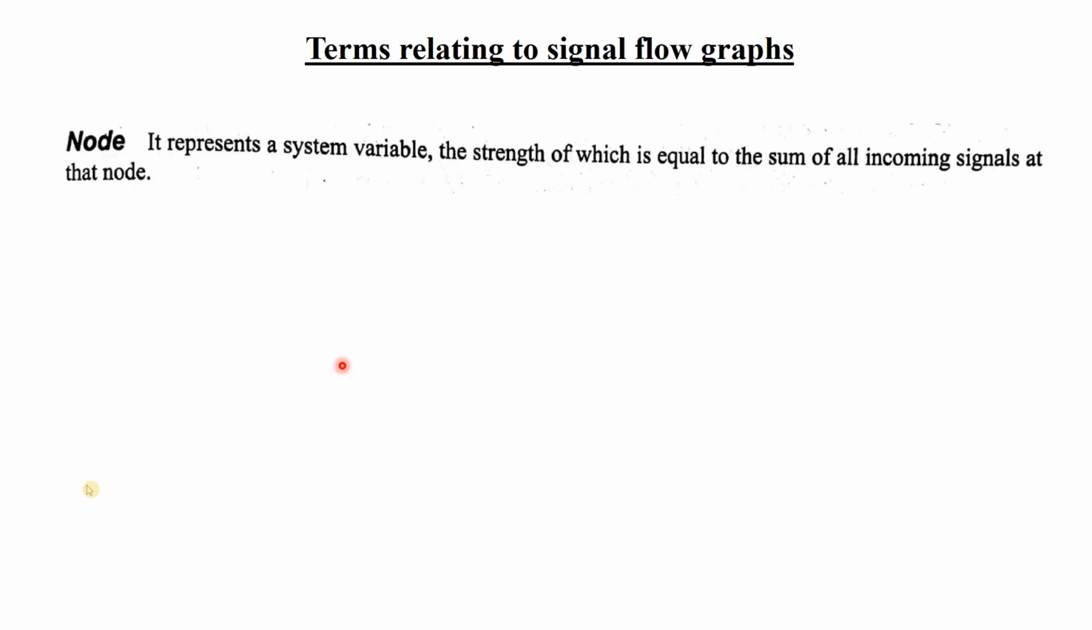Before that, we have to discuss a few terms relating to signal flow graphs. There are a few terminologies that have to be discussed before we proceed to the procedure of determining the transfer function from a signal flow graph. So number one is the node. All of you have understood what a node is. We have discussed that the signals are represented in the form of a node.